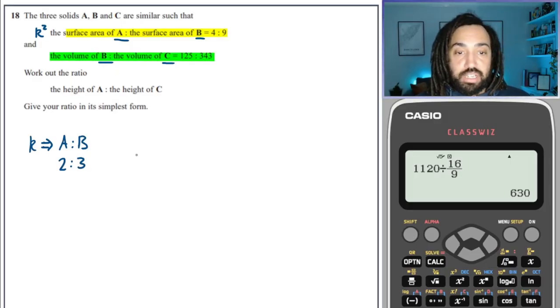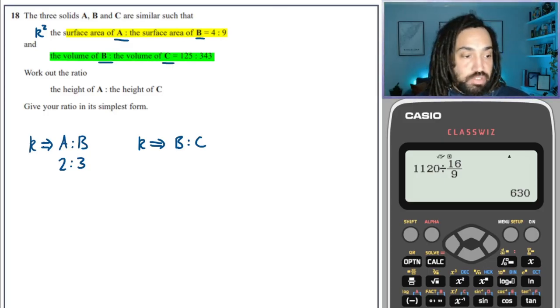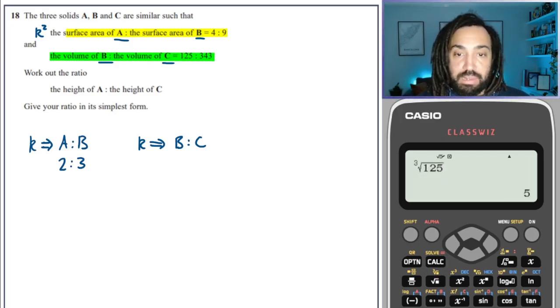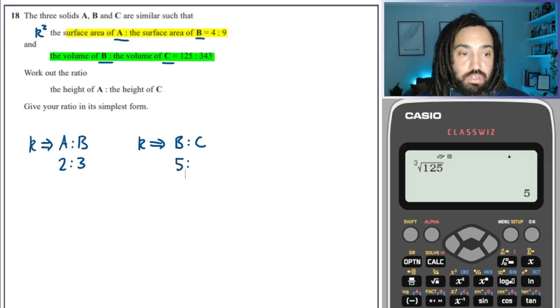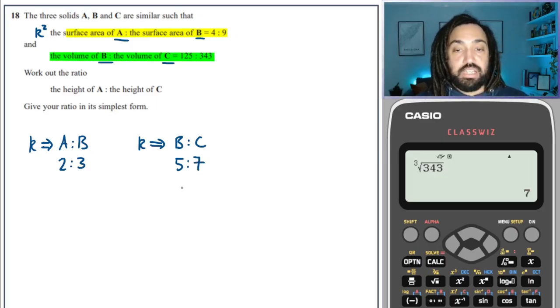Perfect. And now looking at the blue one, I also want to find the linear scale factor. But this time it's between B and C. So the green one is volume. So I'm going to take the cube root of each of these. So I'll do the cube root of 125, which is 5. And then the cube root of 343, which is 7. Perfect. Okay, so now we have two ratios for the linear ratio, which is the same as the height, because the height is one-dimensional.